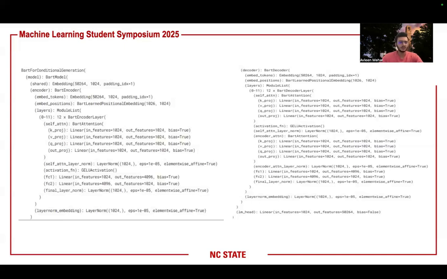As we can see, the encoder has 12 layers, and along with that, we have GELU activations and layer normalization at the end of it. A similar architecture is seen in the decoder layers as well. So we have 12 decoder layers with GELU activations, and the number of tokens is 1024.